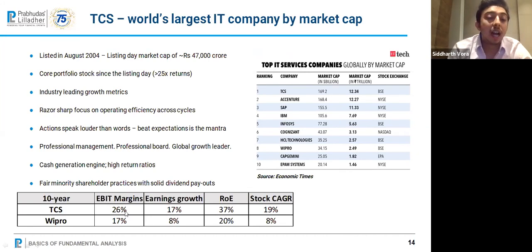TCS का 10-year का EBIT margins का track record है 26%. Wipro का है 17%. TCS का earnings growth है 17% for the last 10 years. Wipro is at 8%. TCS का ROE is at 37% on a 10-year basis. Wipro is at 20%. And if your basic fundamentals are good, natural outcome is your stock price will do well, you will make money, you will make returns. So TCS का stock CAGR is 19%.